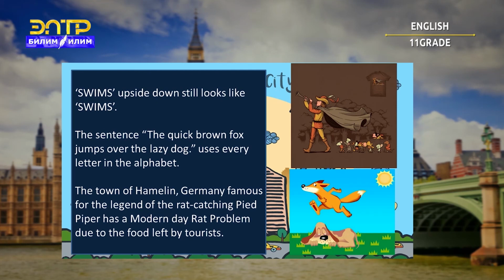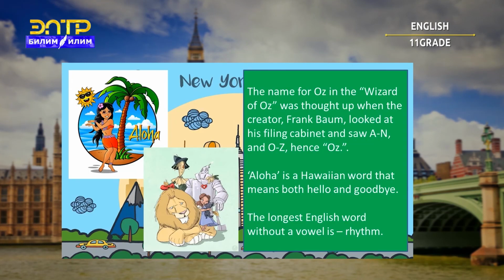The town of Hamelin, Germany, famous for the legend of the rat-catching Pied Piper, has a modern-day rat problem due to the food left by tourists. The name for Oz in The Wizard of Oz was thought up when the creator Frank Baum looked in his filing cabinet and saw A-N and O-Z, hence Oz. Aloha is a Hawaiian word that means both hello and goodbye. The longest English word without a vowel is rhythm.